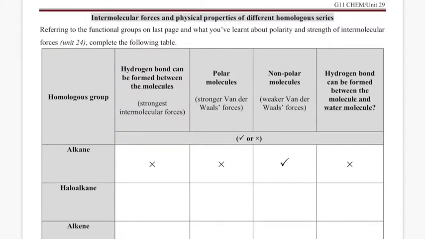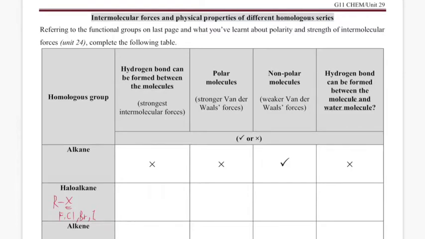Okay. So move on to the next one. We have haloalkane. For haloalkane, remember the general formula we have is R attached to an X, and this X can be fluorine, chlorine, bromine, or iodine. Okay, so only fluorine is one of the top 3 most electronegative atoms.